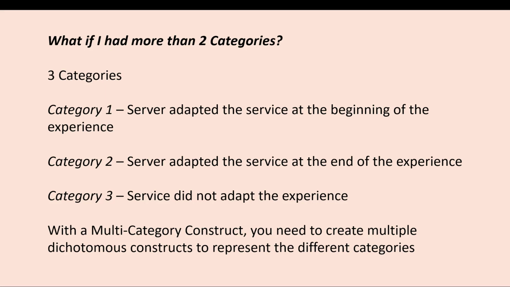Category 1 would be they adapted the experience at the beginning. Category 2 would be they adapted the service, but not until the very end. And category 3 is they didn't adapt the service at all. So we've got 3 categories in the front, our independent variable. To dummy code this, you have to create multiple dichotomous constructs to represent all of these different ones across the 3 categories.